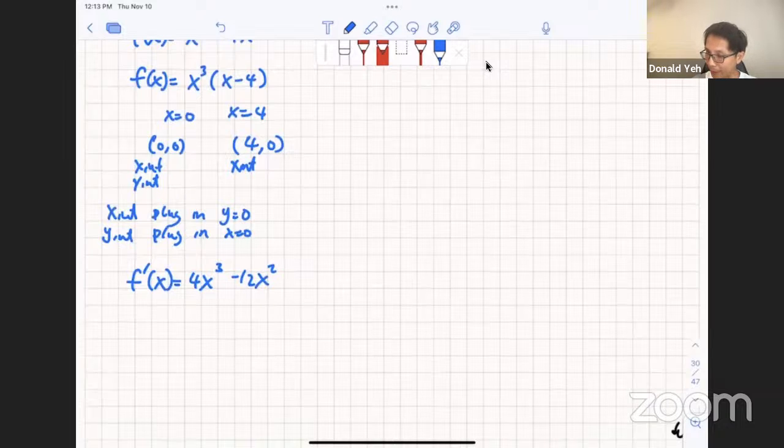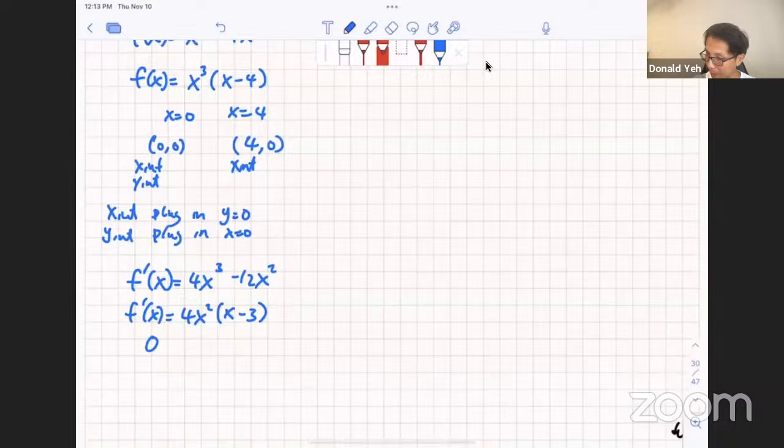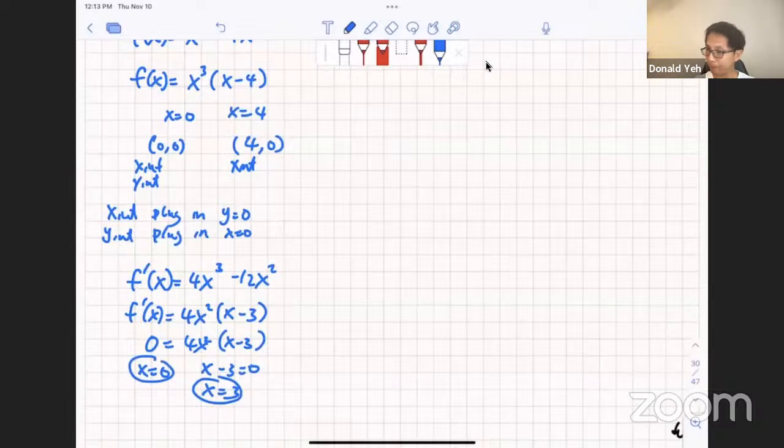And then I'm going to factor out as much as I can. So 4x squared, and that's going to be x minus 3. And I'm going to find the critical numbers. How do I find the critical numbers? Just set it equal to 0. So x equals 0, and x minus 3 equals 0, so x equals 3. So there are two critical numbers.